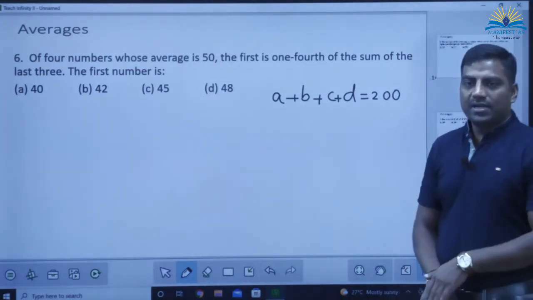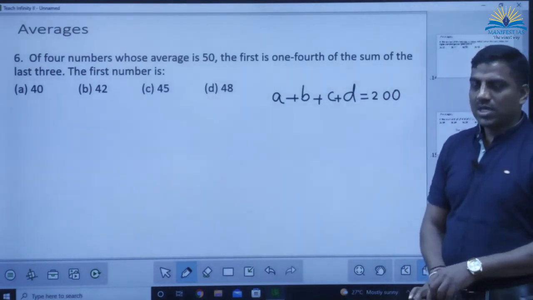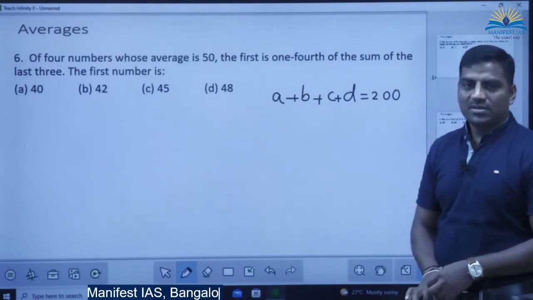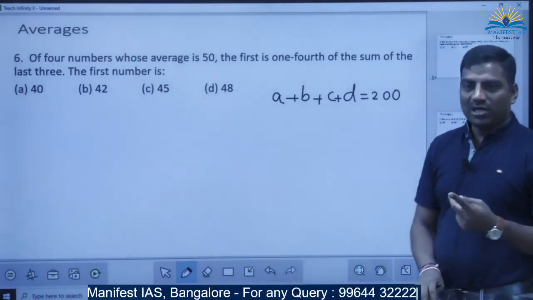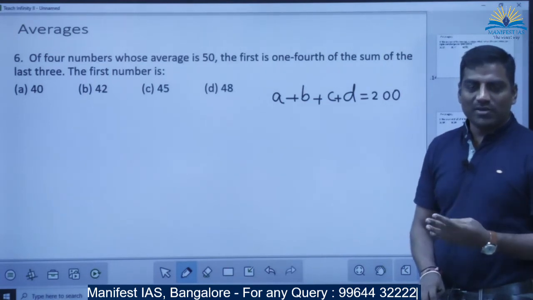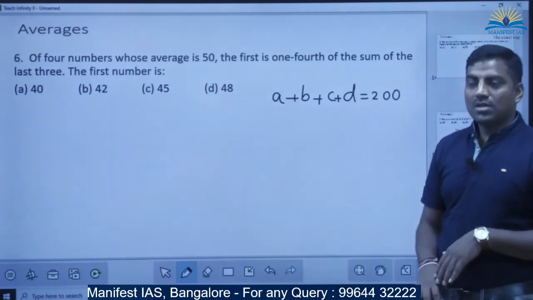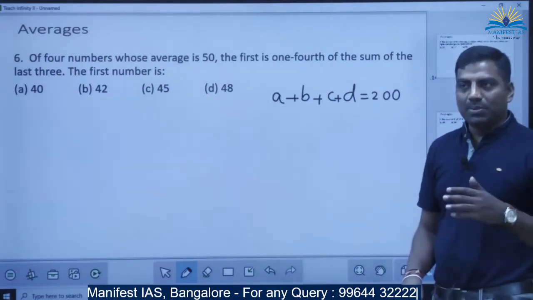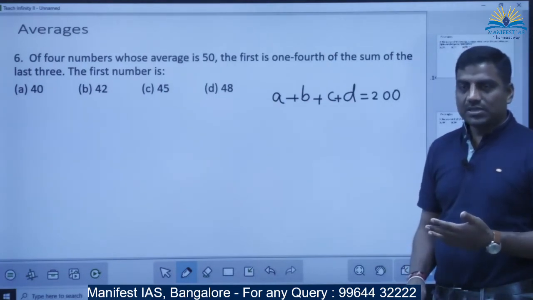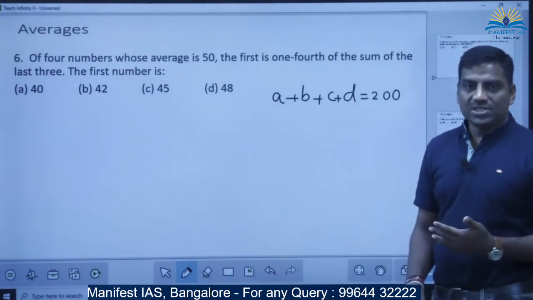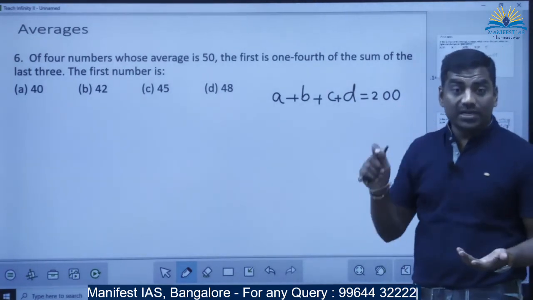How many variables are there? 4 variables. How many equations do we need to solve? 1 variable, 1 equation; 2 variables, 2 equations; 3 variables, 3 equations; 4 variables, 4 equations. If we get 4 equations, we'll get the complete solution. If we don't, then the solution will be partial. That means we may get only a few variables, other variables we may not get. Let's see.